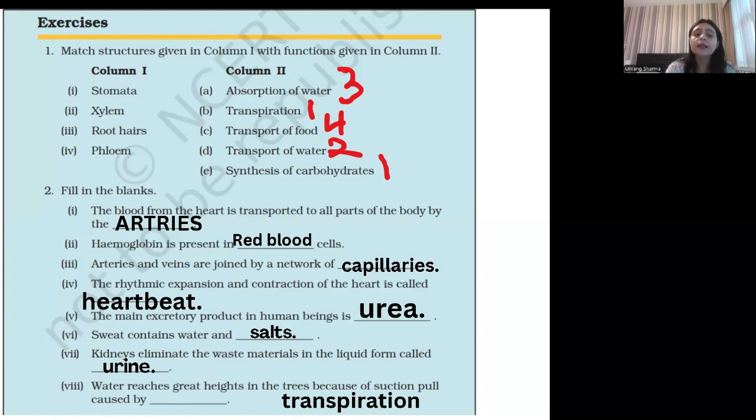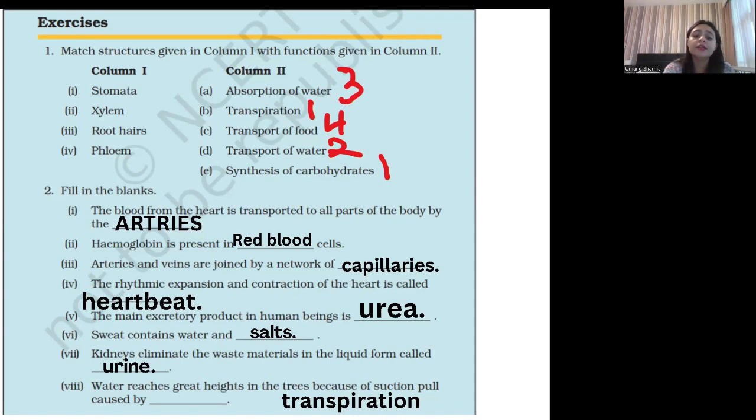Fill in the blanks. The blood from the heart is transported to all parts of the body by arteries. Hemoglobin is present in red blood cells. Arteries and veins are joined by a network called capillaries. The rhythmic expansion, that dhak dhak dhak feeling, is the contraction of the heart, which is known as heartbeat. The main excretory product in human beings is urea. Sweat contains water and salts. Kidneys eliminate the waste materials in liquid form known as urine.